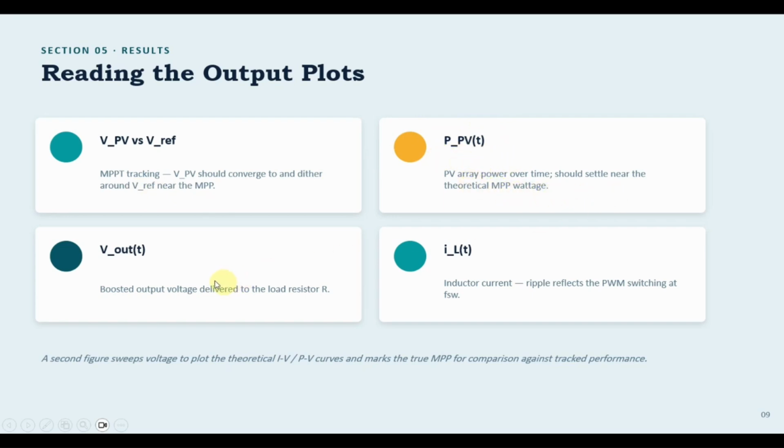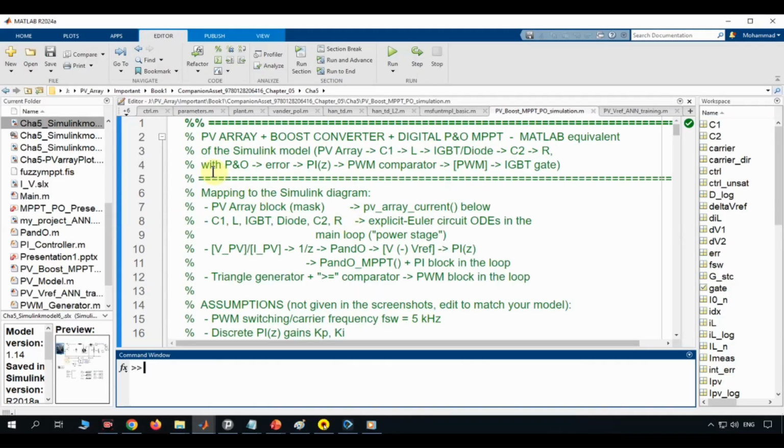The output voltage plot shows you the boosted voltage actually being delivered to the load. And the inductor current plot will show you the switching ripple from the PWM, riding on top of the average current. There's also a second figure that sweeps the array voltage and plots the theoretical IV and PV curves, with the true maximum power point marked, so you can directly compare where the algorithm settled against where it should have settled. Let's open the file I just shared.